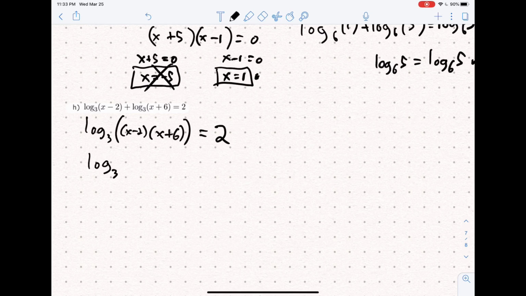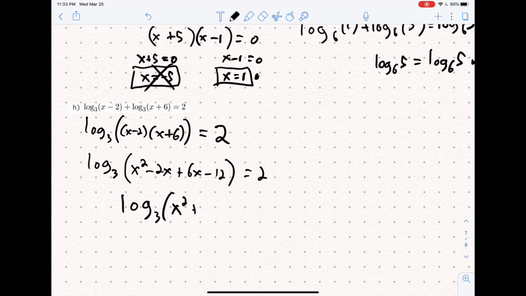So this is the log in base 3 of, if we FOIL this out, we get x squared minus 2x plus 6x minus 12. And that's equal to 2. And then in here, I'm going to combine the two like terms, the 2x and the 6x. So we have the log in base 3 of x squared plus 4x minus 12 is equal to 2.